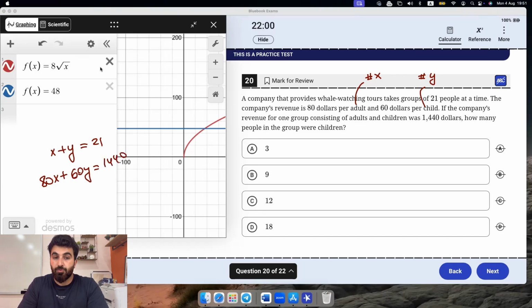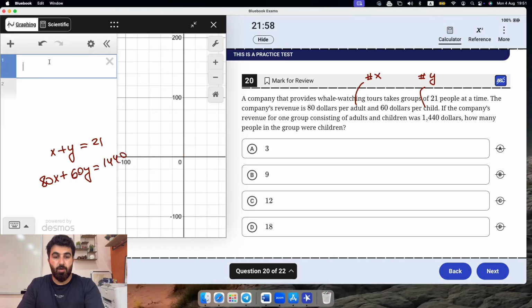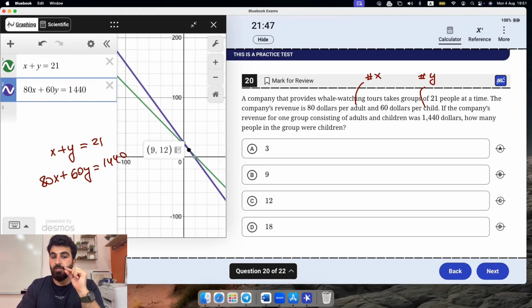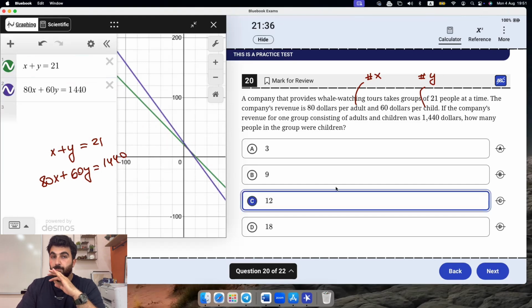If we just write it down into the Desmos, x plus y is equal to 21 and 80x plus 60y is equal to 1440. You see where they intersect? X is 9, y is 12. Do they ask for x, adults, right? Do they ask for adults or children? How many people in the group were children? They ask for y, and y is 12. That's it. That's simple. You just need to write x plus y is equal to total number, and those multiplications is equal to the total payment.